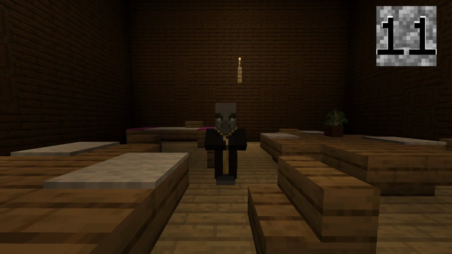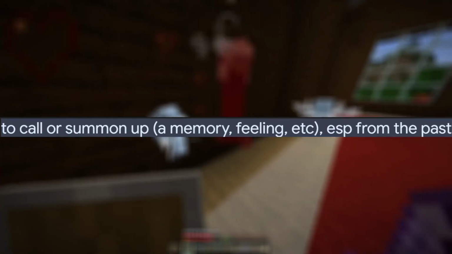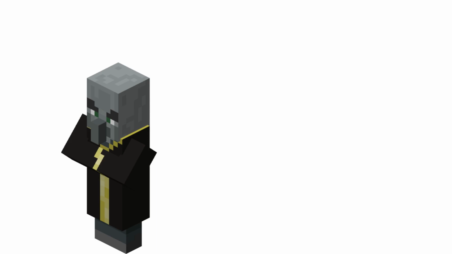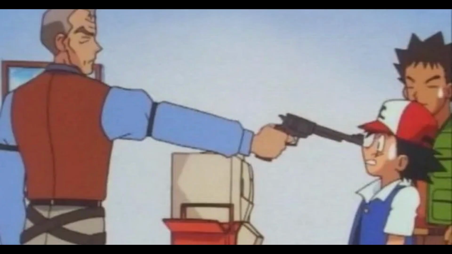Also with 11 points, the Evoker, meaning to call up or summon up a memory, feeling, etc., especially from the past. The magical wizard gets shown up by a gun. Boom! Yeah, I guess being held at gunpoint would evoke memories from your past. Like your entire life flashing before your eyes.